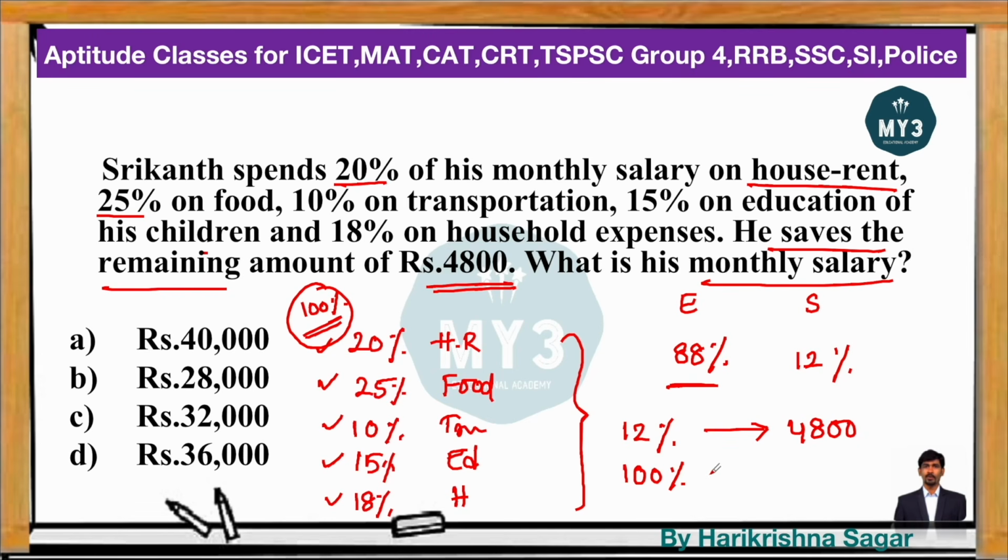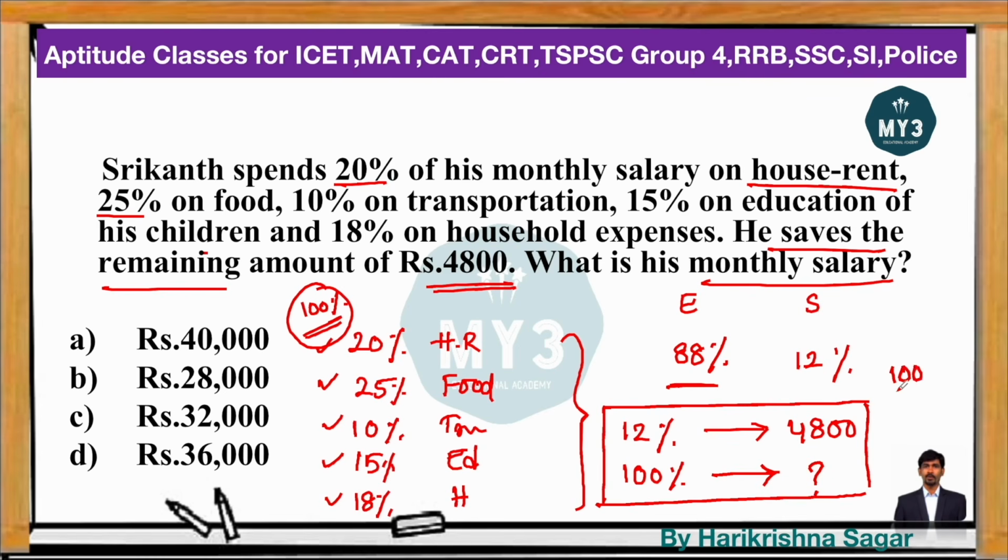If 12% is 4,800, 100% is how much? You can further simplify this using the unitary method, and you will get the answer. That means 100 divided by 12 into 4,800. 12 ones are 12, 12 fours are 48, so 400 into 100 will give a result of 40,000. That will be the total salary received by the person.